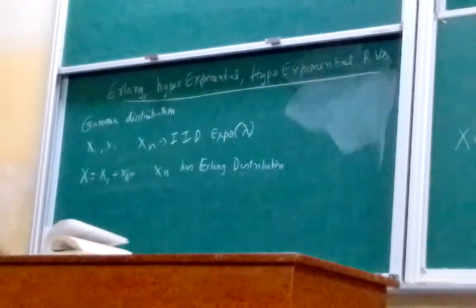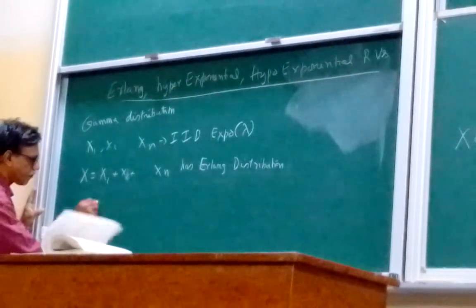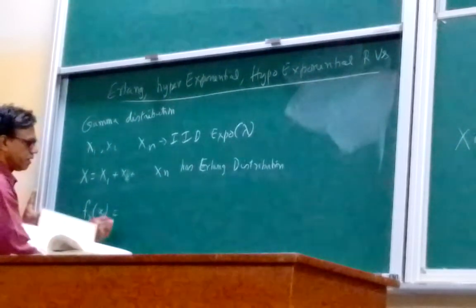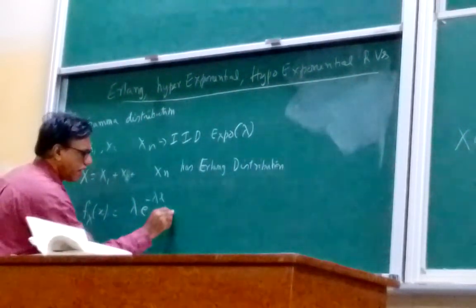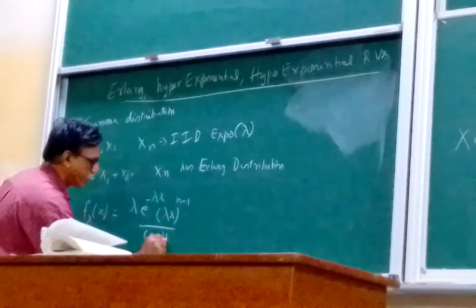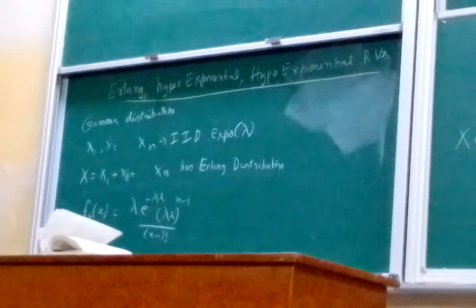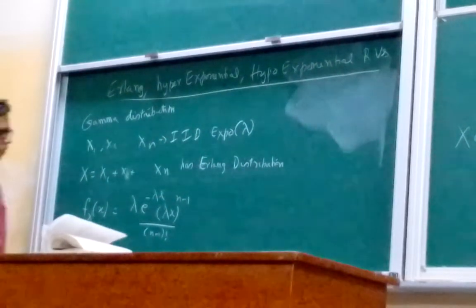Okay. So what is the corresponding formula? f_X(x) is lambda e to the power of minus lambda x, times (lambda x) to the n minus 1, over (n minus 1) factorial. Okay. Can you recall? This is what I think you would have got.